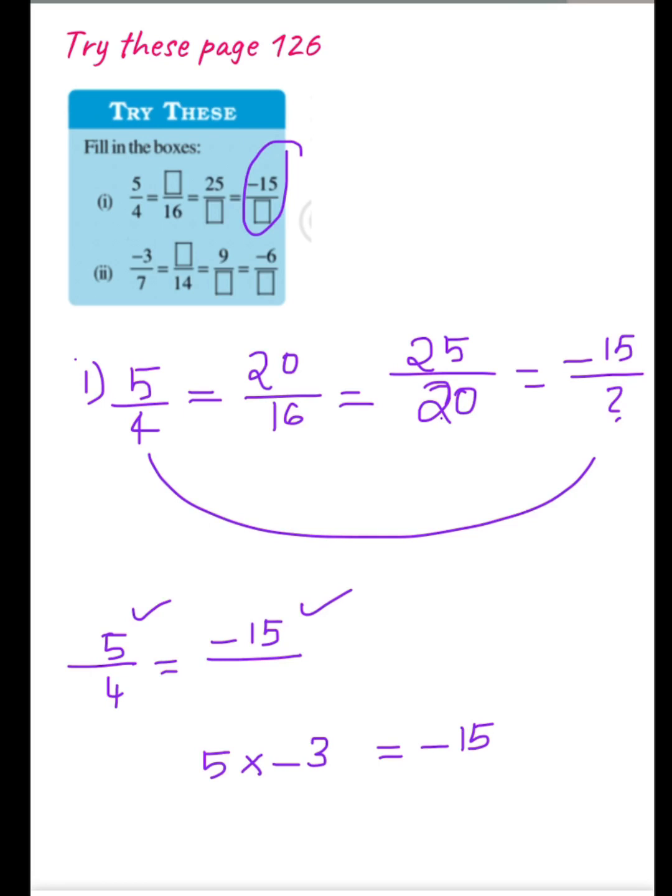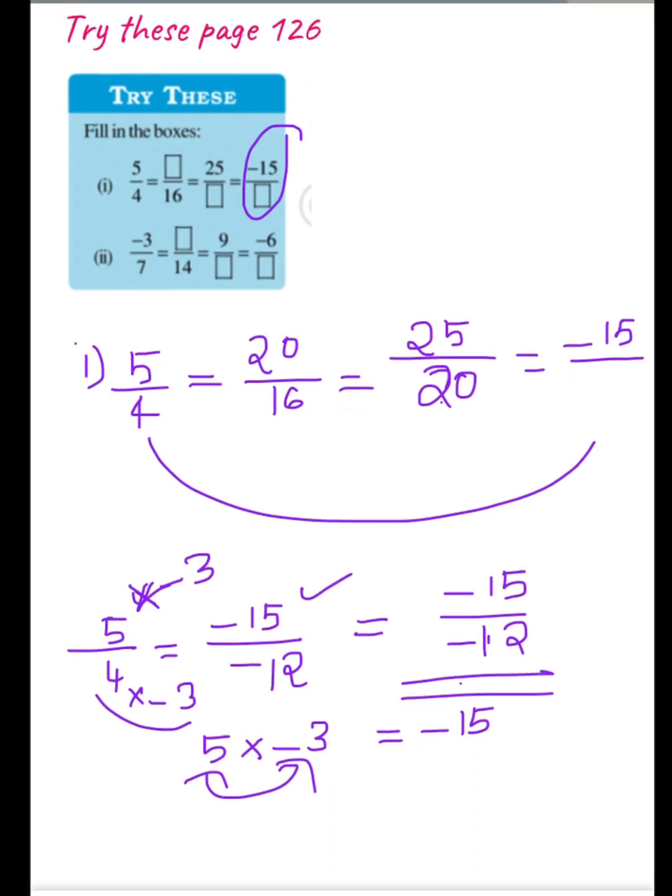In order to get minus in the answer, one of the integers should be negative. So here let's take this as minus 3. So 5 into minus 3 equal to minus 15. Okay, so when you multiply this 5 with minus 3, you need to multiply this 4 also with minus 3. So what is 5 into minus 3? That is minus 15. Now what is 4 into minus 3? That is minus 12. Okay, so what will you get? Minus 15 by minus 12. So here you can write as minus 12. Okay, you got the answer as minus 12.